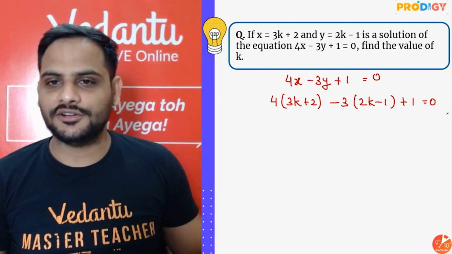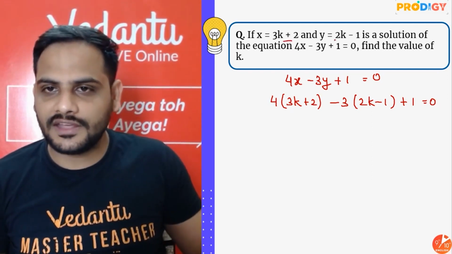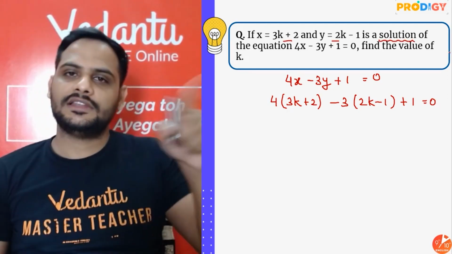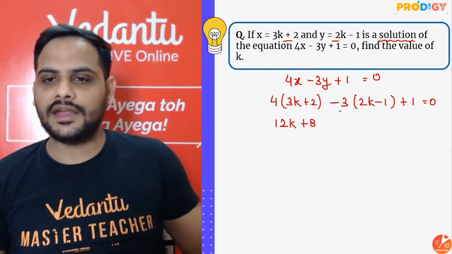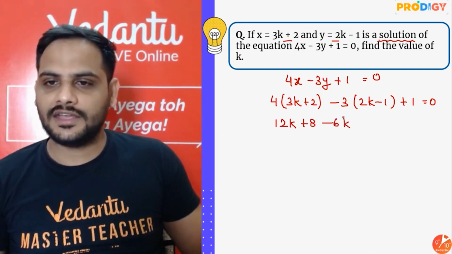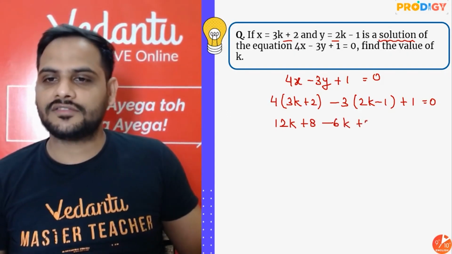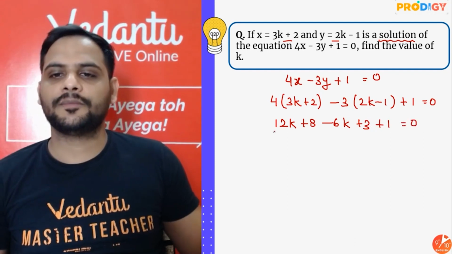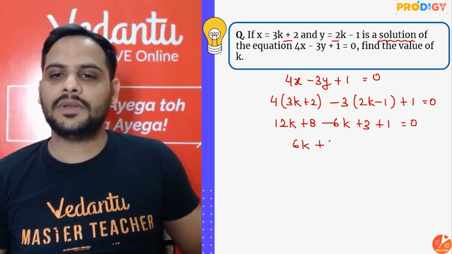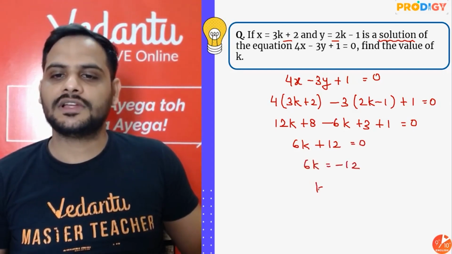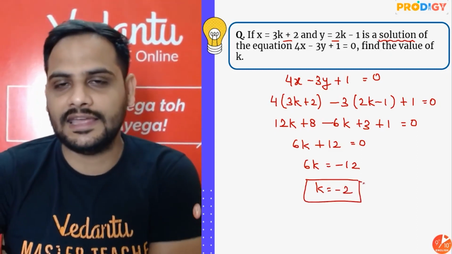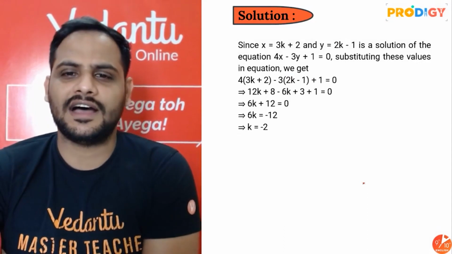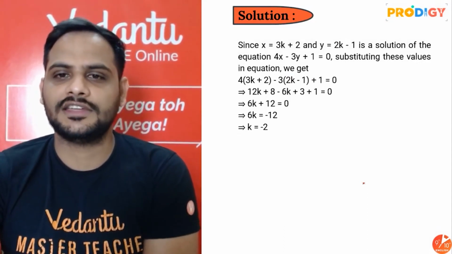Let's solve it to get the value of k. Because these values, if they are the solution, they must satisfy the equation. So 4 3s are 12k plus 4 2s are 8. Minus 3 into 2 is minus 6k. Minus 3 into minus 3 is plus 3, plus 1 equal to 0. So it will be 6k plus 12 equal to 0. 6k is equal to minus 12. k is equal to minus 2. Alright, so the value of k will be equal to minus 2. Very easy. They are solutions, so they must satisfy the equation.